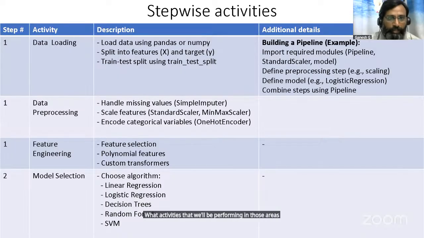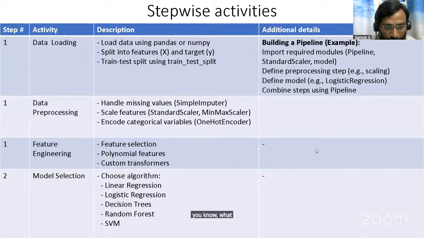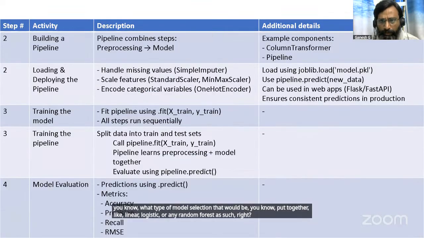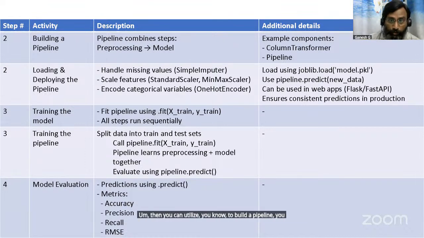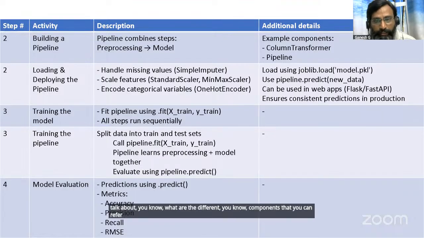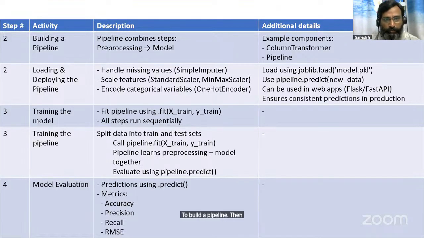Like for example, data loading, pre-processing, what are the different feature engineering steps that will be applied, what type of model selection would be put together, like linear, logistic, or random forest, right? Then you can utilize these to build a pipeline. We'll also talk about the different components you can refer to, for example, sklearn pipeline is one of the components that you can utilize to build a pipeline. Then loading and deploying the pipeline as such.